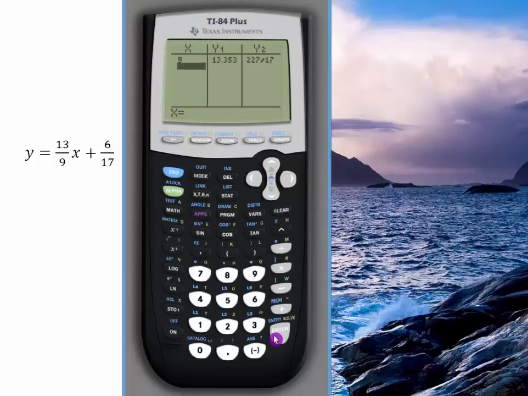Enter 9, get back the value of y at 9. Enter 17, get back the value of y at 17. Enter negative 102, get back the value of y when x is negative 102.